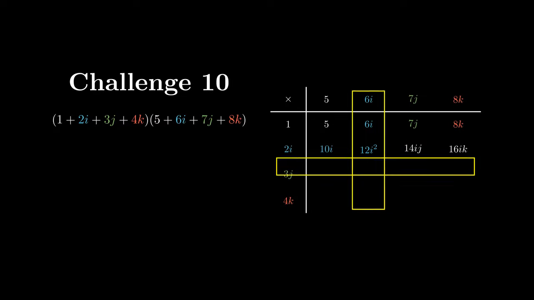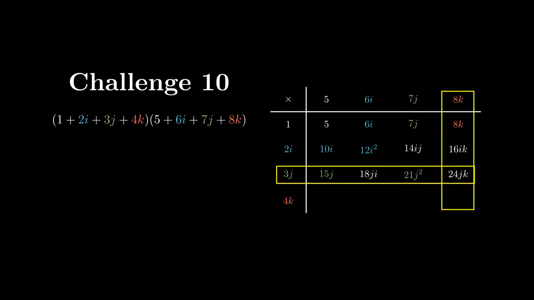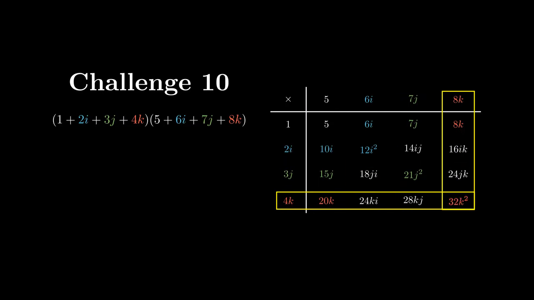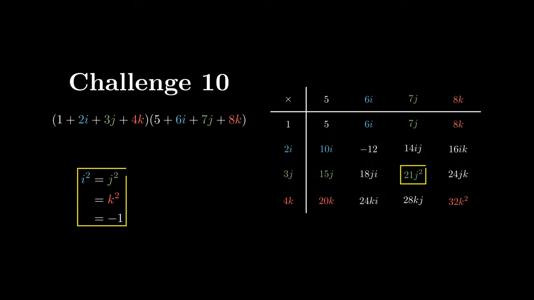What are the rules pertaining to i, j, and k? The first rule is that i squared, j squared, and k squared all equal negative 1. This means that 12i squared amounts to negative 12. 21j squared amounts to negative 21, and 32k squared amounts to negative 32.